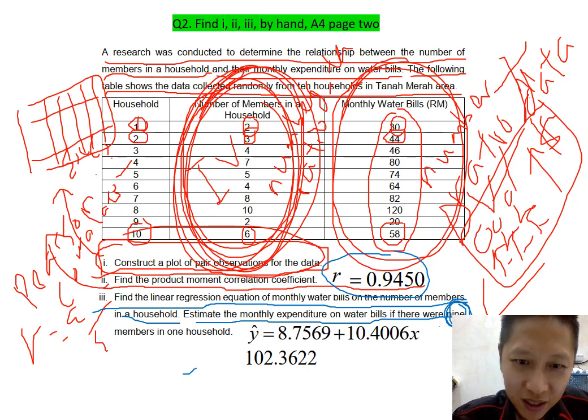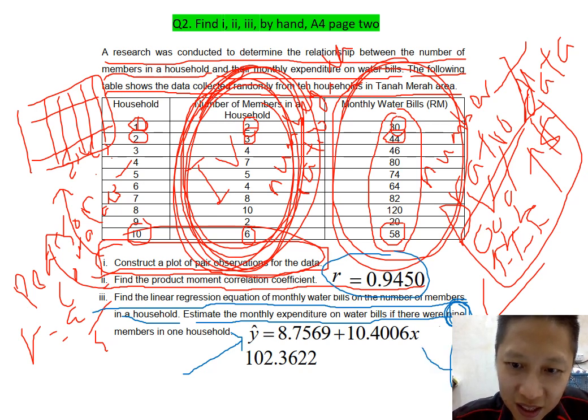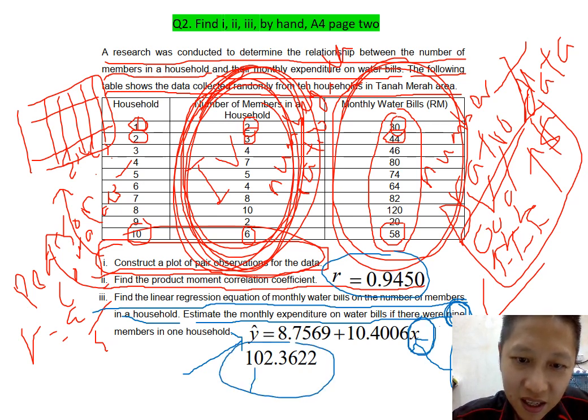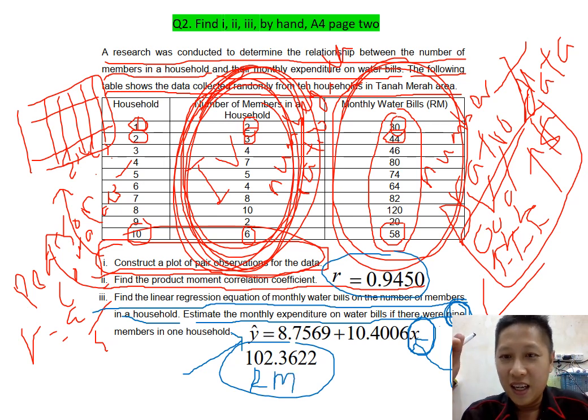So you're going to get the regression equation first, and after that what you do is plug in 9 into which one? Yes, x. We plug into x, and we're going to get the answer here. It means that if we have 9 people in one house, we're expecting the water bill will be how much? 102 ringgit. Okay.